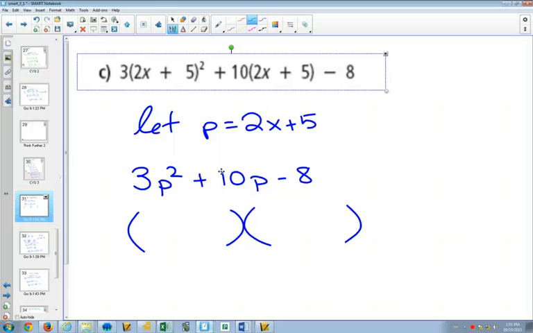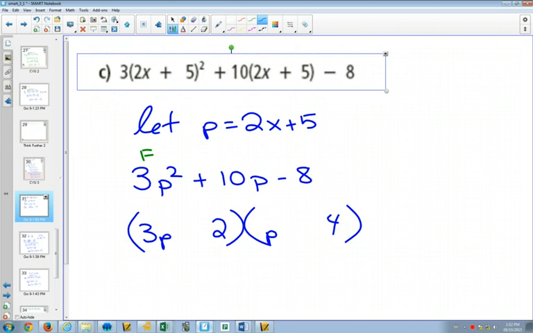This one's not hard to factor because what's the only way to get 3p squared? 3p and p. Now to get 8, what are some options for getting 8? 1 and 8. So what we do is we go and we test 1 and 8. What's my outside? 24. What's my inside? 1. Does that make 10? No. So you like 2 and 4 now? So if we try 2 and 4, what's my outside? 12. What's my inside? 2. Does that make 10? Yes.